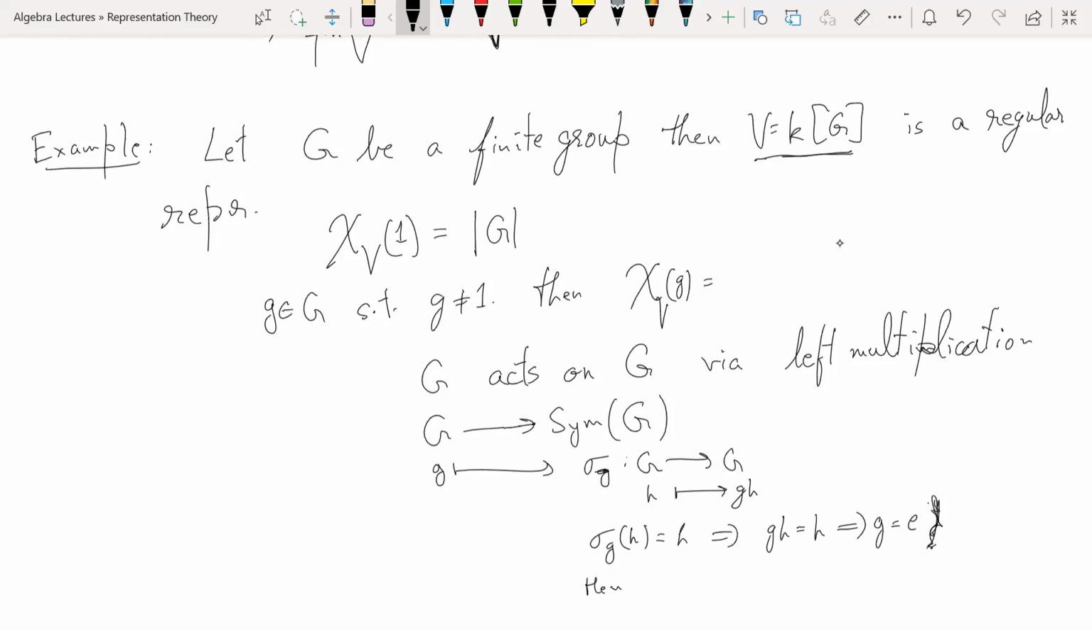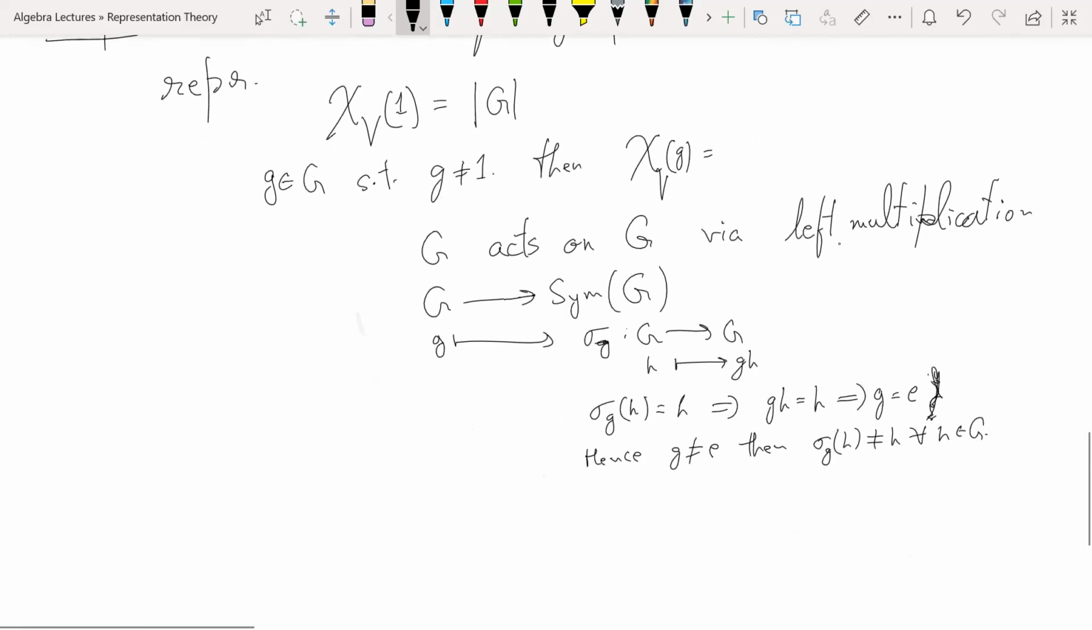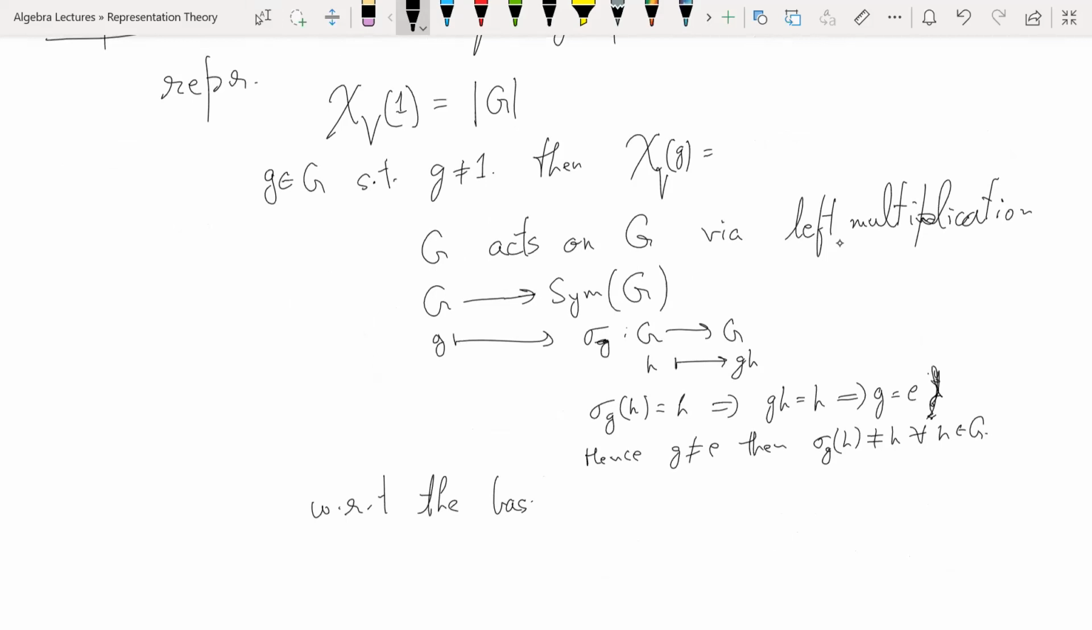Hence, if g is not equal to identity, then sigma g of h is not equal to h for all h in G. So there are no fixed points. That means there will be no entry in the diagonal which is 1, so the diagonal entries are all 0. So with respect to the basis {g : g in G} of V, which is the same as kG, by the way.